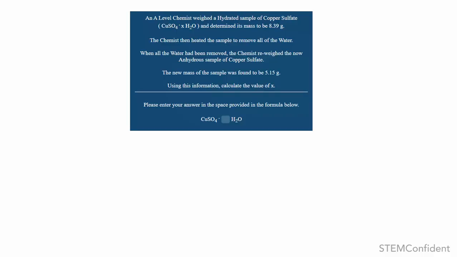Okay, so in this particular case, what we've got is hydrated copper sulfate, right? And the mass of the hydrated sample has been determined as 8.39 grams. And when the water's been removed, the mass has been determined as 5.15 grams.